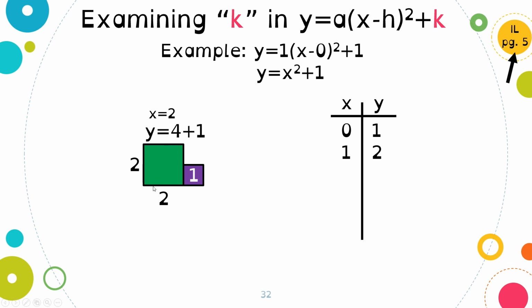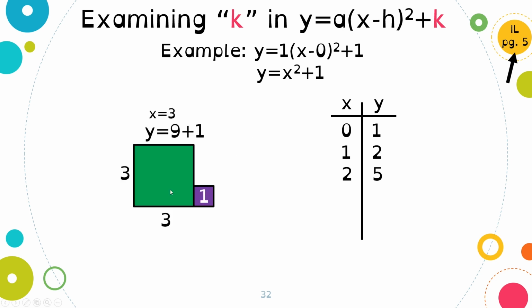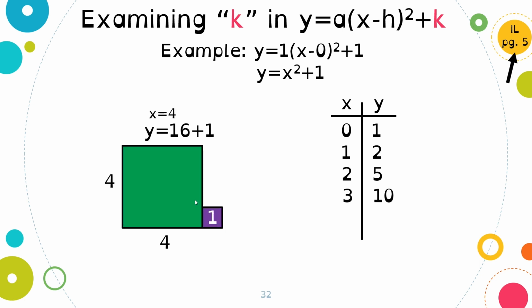If x is equal to 2, our side length is 2, so our original area is 2 times 2, 2 squared, which is 4, plus 1, because we have that extra piece that we are adding in. So when x is equal to 2, y is equal to 5, because 4 plus 1 equals 5. If x is equal to 3, our side length is 3, which means our area is 9, because 3 squared is 9. Plus 1 means we have a total area of 10. So when x equals 3, y equals 10. When x equals 4, we have an area of 16, because 4 squared is 16, plus this other 1 that we still have. So when x equals 4, y equals 17.